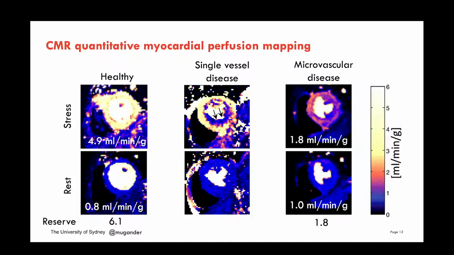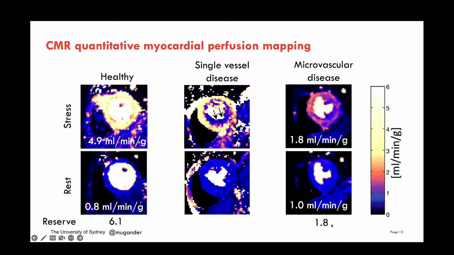In the world of cardiovascular magnetic resonance, myocardial perfusion mapping has developed. Here's an example of a healthy individual, color-coded according to milliliters per minute per gram of tissue blood flow. At rest, 0.8 mils. At stress in a healthy individual, 4.9, a six-fold increase in normal reserve. Single vessel disease gives a perfusion abnormality, in this case in the right coronary territory, and microvascular disease gives a near homogeneous inability to increase blood flow, with a reserve less than 2.